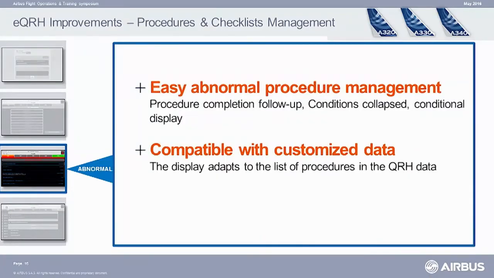So for the electronic QRH used in abnormal situations, the objective is to have easier procedure management in this case by implementing the procedure completion follow-up, as well as some new features like the conditional display or the color coding. And please keep in mind again here that the electronic QRH will adapt to your data. It means that it will display the customized data.